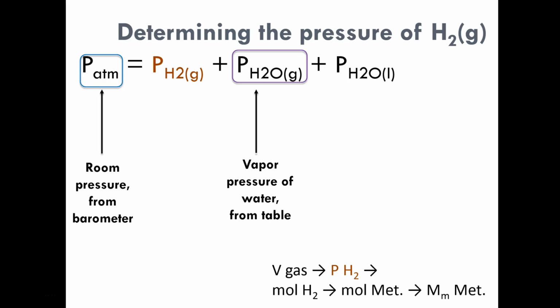So you'll get a table in lab or in your lab manual that tells you, at certain temperatures, what the vapor pressure of water is. You'll want to measure the temperature of the room, and that's going to be the term there.